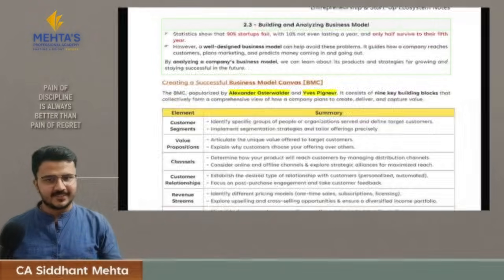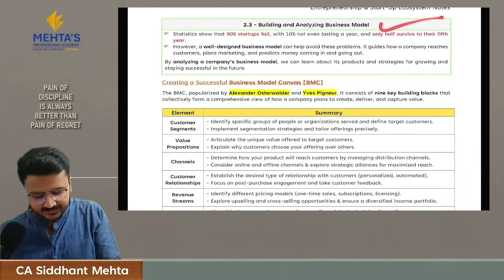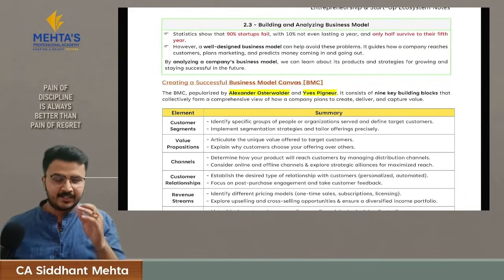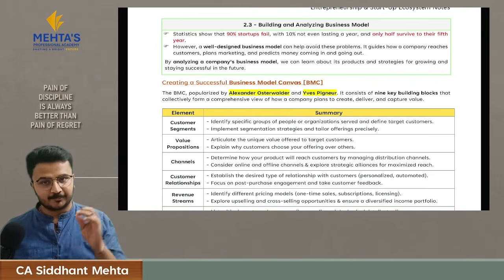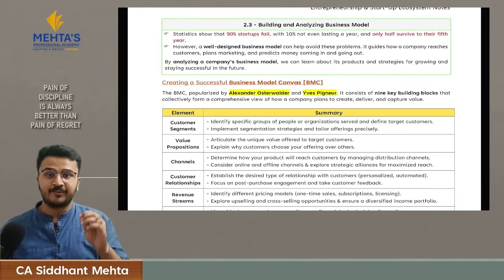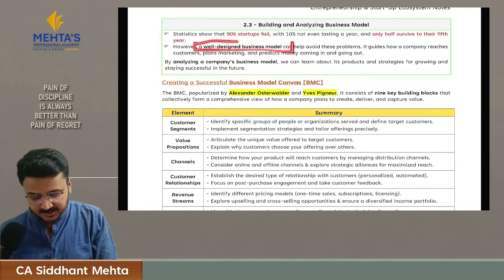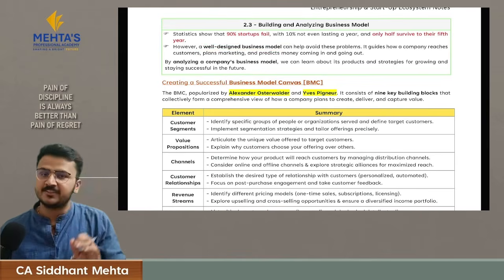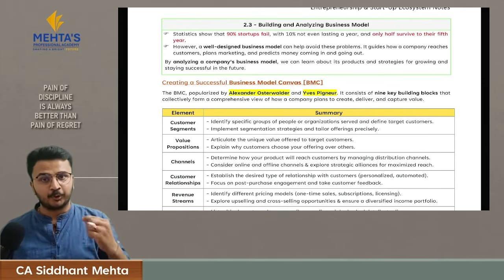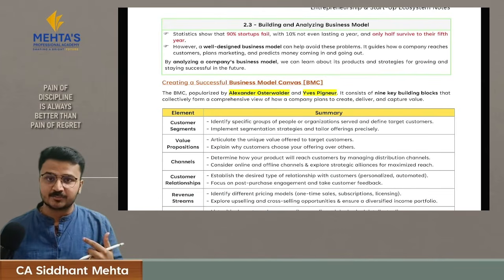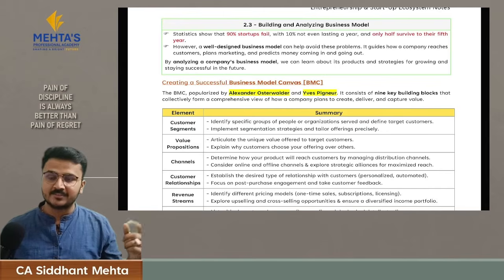Now let's understand our third concept, that is building and analyzing a business model. In reality, 90% of startups fail in the first year itself, and there is a very small percentage of startups which run their business for more than 5 years. So a well-designed business model is very important to avoid all these failures. Also, you have to continuously analyze your business model to avoid failures in the upcoming years and to stay successful in the future.